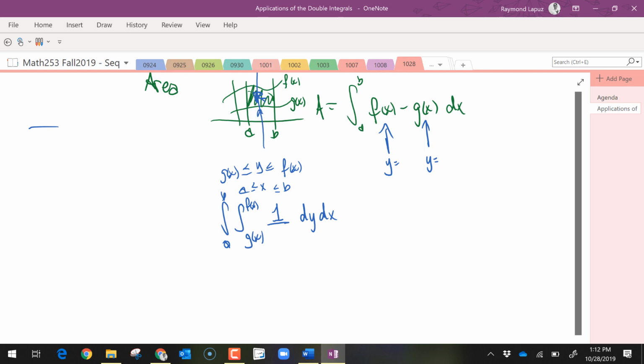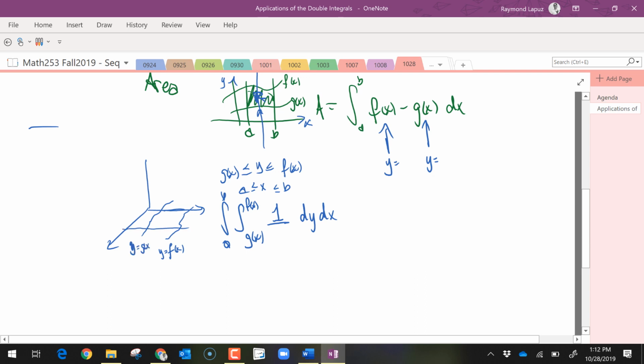Let me see if I can draw this sideways. This is my x, this is my y. So my f of x function here, my g of x function here, my a to b function values. Can you see it sideways now? It's pretty cool, huh? So now, imagine you have a plane, z is equal to 1, and then you're looking for the volume of this thing. Okay, well, that was a nice drawing. Now it's all gone.